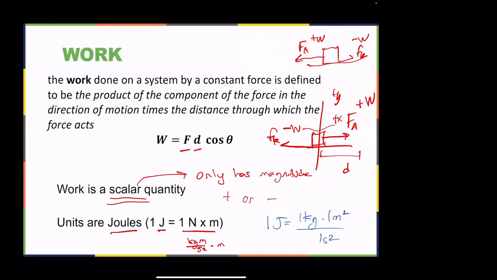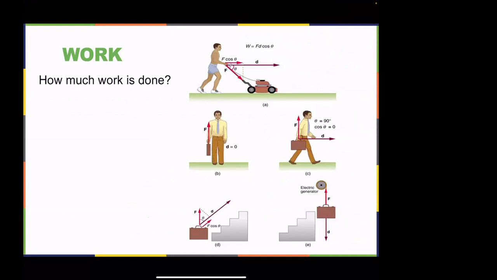Work is the force times the distance. You have to be moving for work to be done. So in this example here, right, this guy is holding up a briefcase, so he's applying an upward force, and he's not moving. So the work is equal to 0. Likewise here, the force and the distance are perpendicular. That also gives us a work equal to 0.